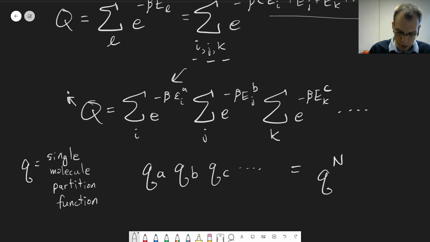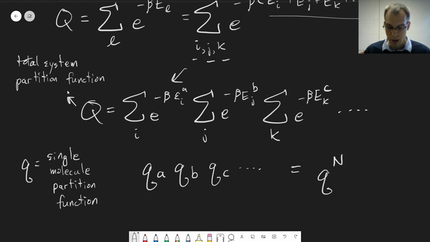Whereas big Q represents the total system partition function, meaning however many molecules we have, it takes all of them into account. Okay, and you might think, okay, we're done. This looks great. If we can find these values of little q, then we just raise it to the n, and we have big Q.